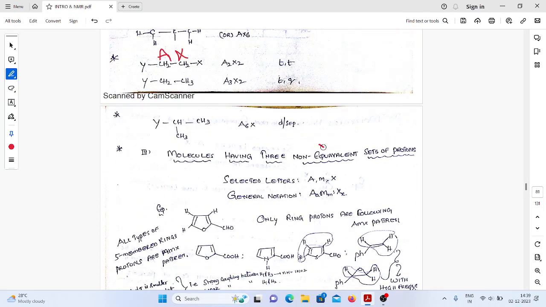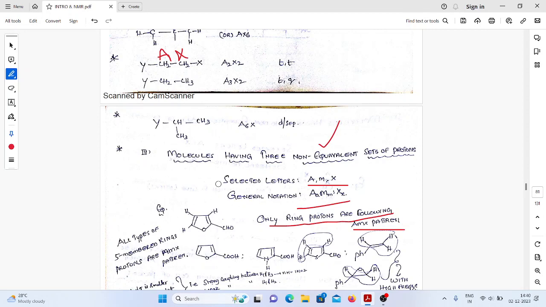So if the molecule contains three non-equivalent sets of protons, what should we do? We need to give three letters: A, M, X. If you see the letters, A is the first, X is the last, M is somewhere between A and X or not in the series. That's why we are going to consider AMX. Generally, these kinds of protons are observed in what? Only ring protons follow the AMX pattern in most cases.